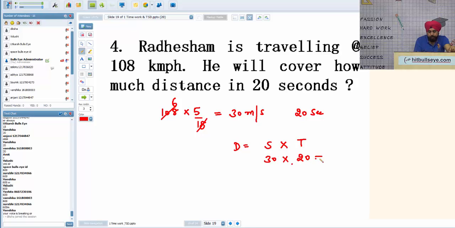So your answer is 30 into 20, that is 600. Right, students? So distance covered is 600 meters. Shall we move on, students?